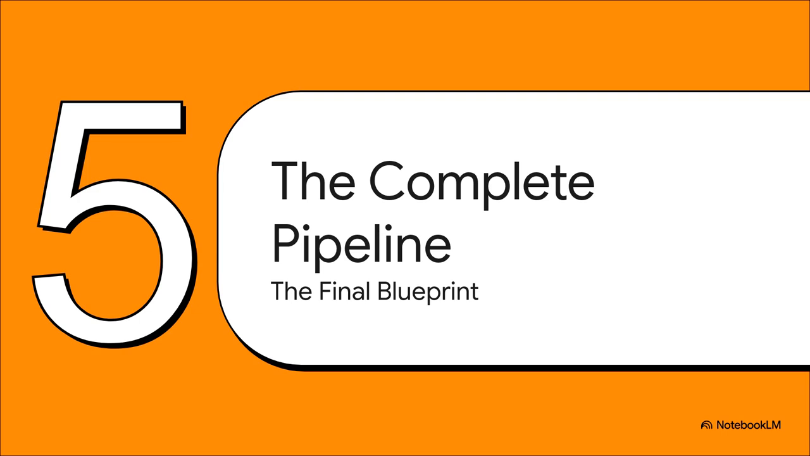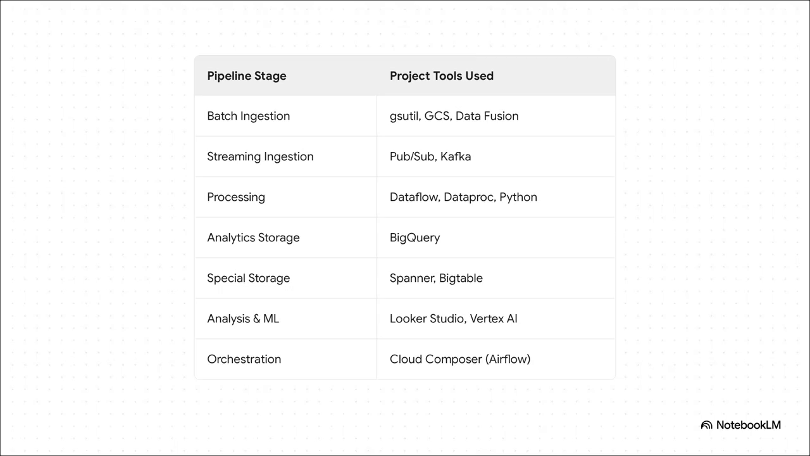Now let's put it all together. Let's zoom out and look at the final blueprint for our complete data pipeline. And there it is, the complete picture. You can see the batch data coming in through gsutil into GCS, while the streaming data flows through Pub/Sub. All of it gets processed by Dataflow and Dataproc, lands safely in BigQuery, ready for analysis with Looker Studio or Vertex AI, and the whole thing is conducted like an orchestra by Cloud Composer. Every single piece has its perfect place.